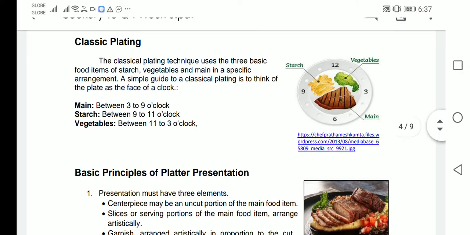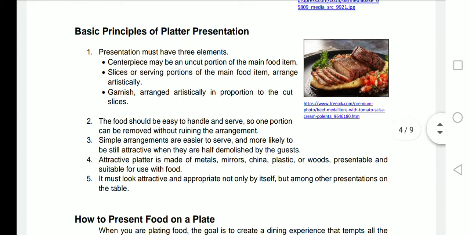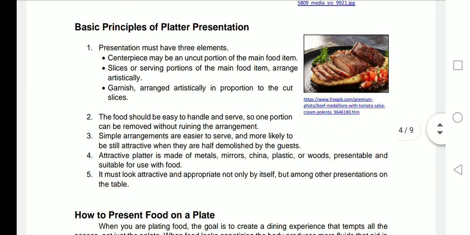And now, let us discuss the basic principles of platter preparation. So, the platter is the serving plate where we usually put the dish that we serve to the guests or to our visitors at home. So, we have basic principles in platter presentation. The first one is that the presentation must have three elements. And what are the three elements?